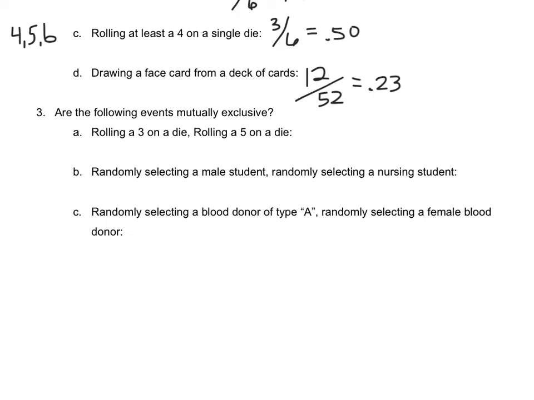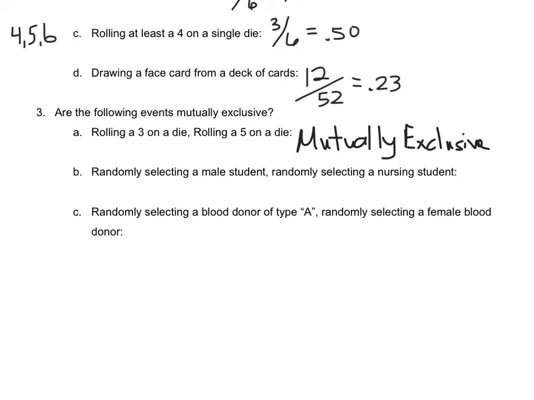Take rolling a 3 on a die and rolling a 5 on a die. The question you have to ask yourself is, can you roll a 3 and a 5 at the same time? And that is a no. Because that's a no, these things are mutually exclusive. They are disjoint. They are not tied together. Mutually exclusive means they're only part of one group.